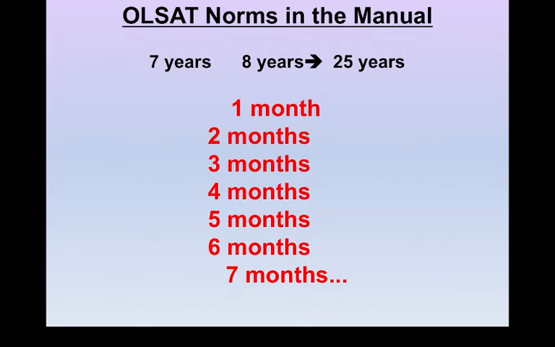Yung ALSAT pwedeng kunin yan ng 7 years old hanggang 25 years old. Tapos, bawat isa dyan, meron silang norm. 7 years 1 month, 7 years 2 months, hanggang sa 7 years 11 months, 8 years 1 month, 8 years 2 months, 8 years 3 months, hanggang makarating ka sa age 25. Ganon karami ang norm ng ALSAT. That's why, bigyan ko lang kayo ng trivia, no?